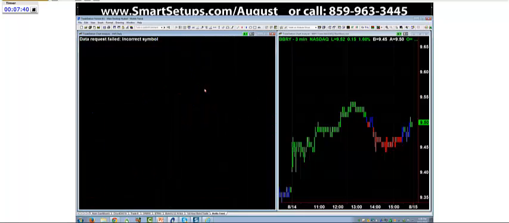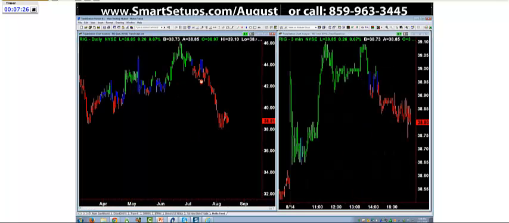VWS. VWS is evidently not a symbol that I have. Did I type it in right there? SVNK. RIG. I might have typed it in wrong. Okay. Rig is a sell, and today you could have had a sell around 38.90 here on rig. Sell.